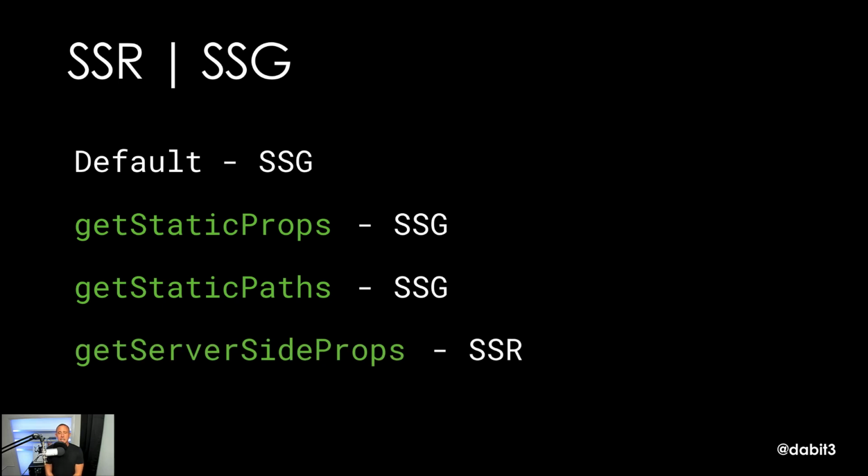Now, to enable SSR for a route, you export a function called getServerSideProps. And if you export this function from a page, Next.js will pre-render each page on each request using the data that's returned from getServerSideProps. And then all API routes are server-rendered routes.